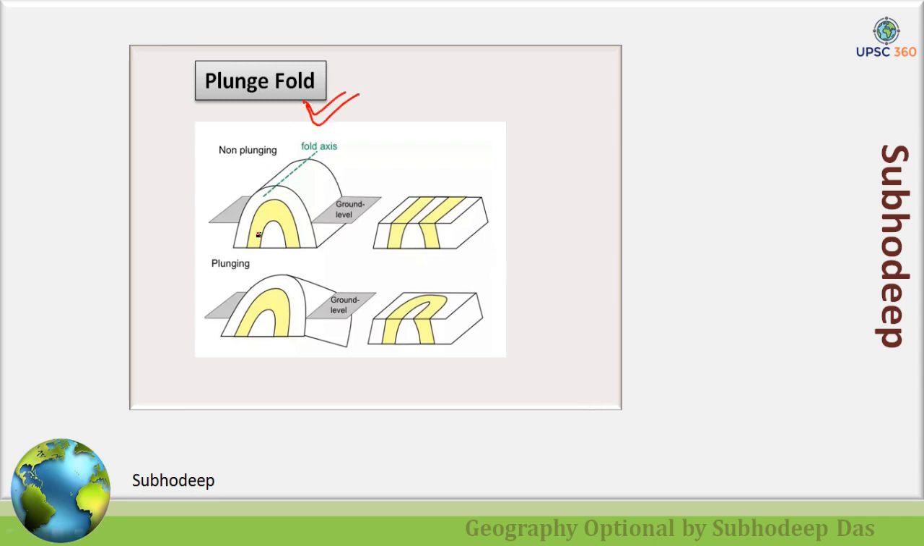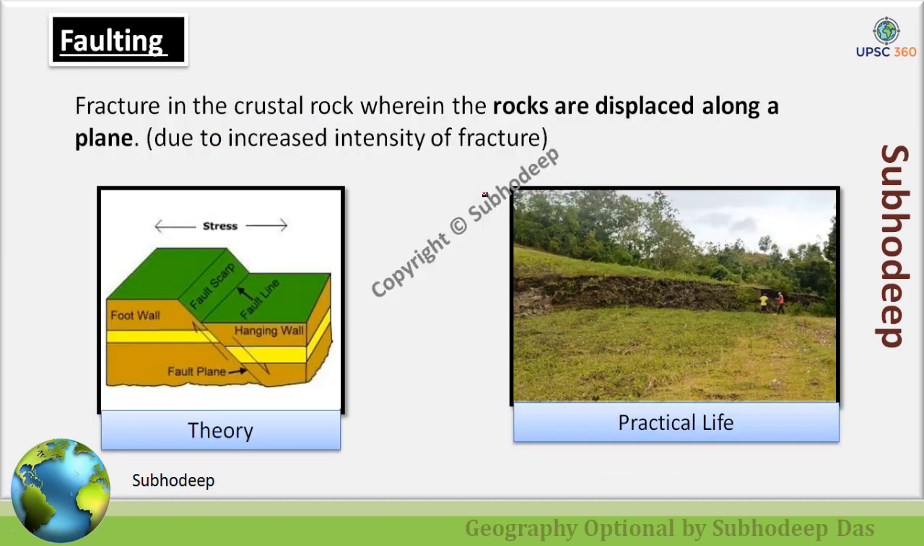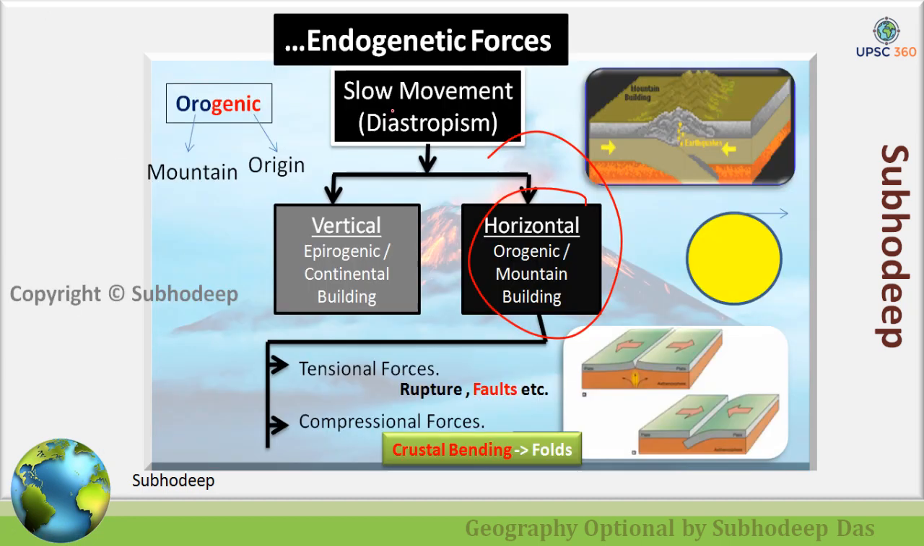Okay, next is plunge fold. See, say for example, this is the structure, right? And if by this plane you cut this structure, then you will probably get the shape like this, right? But due to the endogenetic forces, sometimes this axis changes like this, right? So if you cut like this, then you get this type of cross section, right? This cross section view is not important, but this kind of fold is quite important, and this is called plunge fold. So in this we have covered this horizontal part.